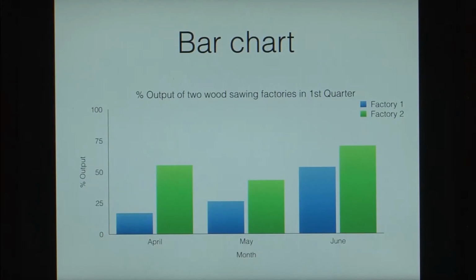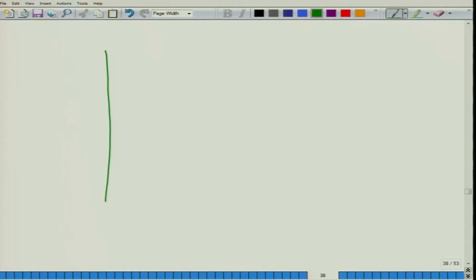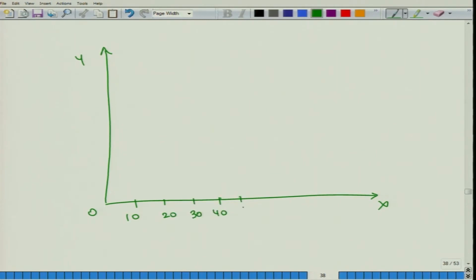The next graph is called a histogram. It is used for continuous variables. It is similar to a bar chart, but the bars are joined together. So, for instance, suppose we have on the x axis distributions that go like this: 0 to 10, 10 to 20, 20 to 30, 30 to 40, 40 to 50 and so on. And suppose these values were like this.